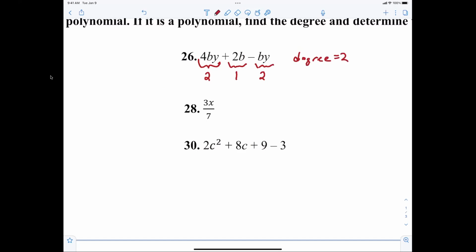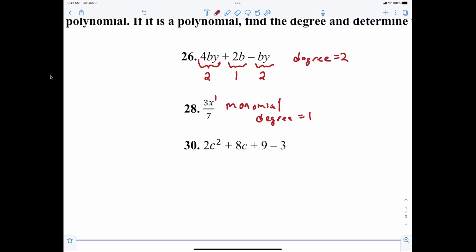So 28 is called a... No, try. Monomial. It's one term. There is no addition or subtraction. So this is a monomial. And what, in fact, would the degree be now? 1. Very nice. I don't understand how that's 1. The exponent is a 1. Oh.